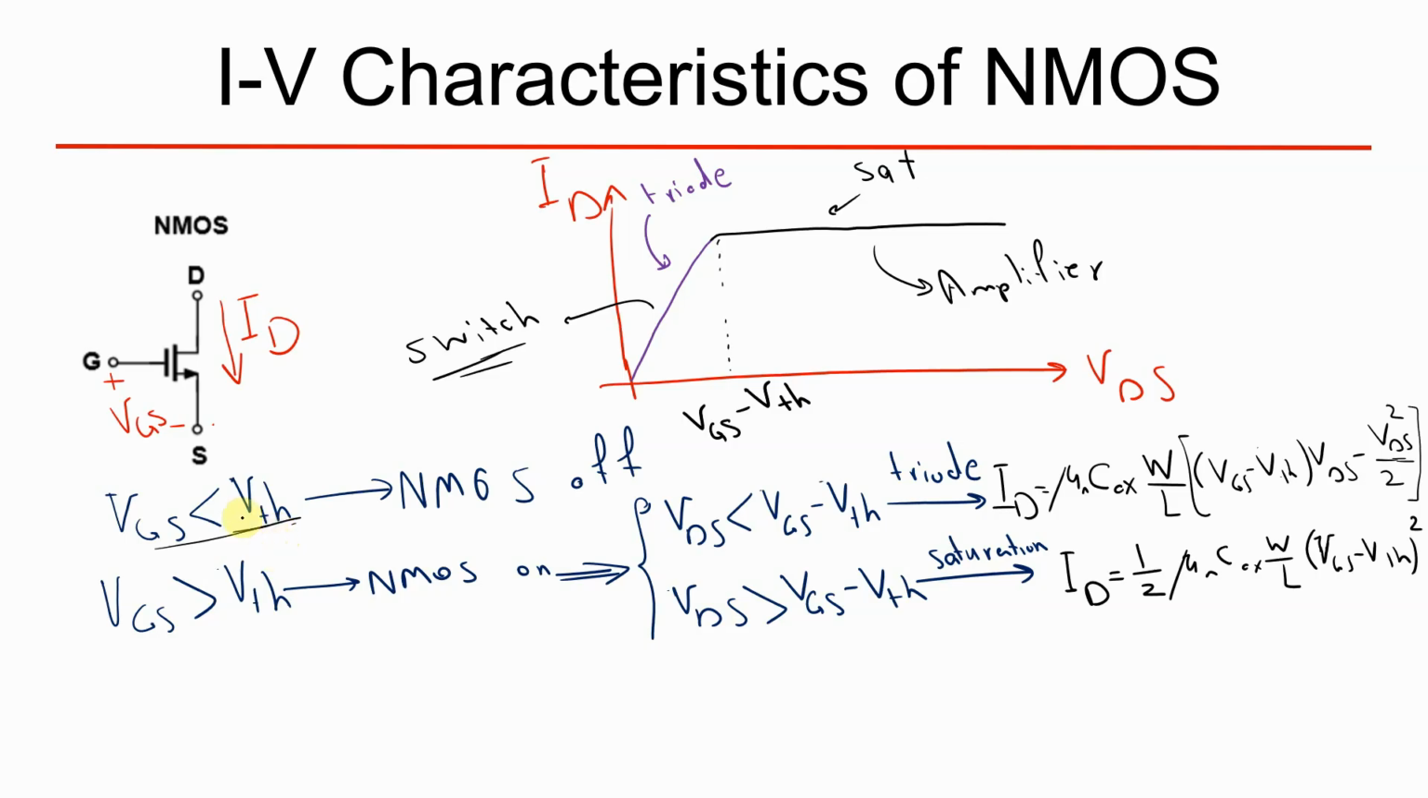Remember that. So you have to know these different situations. What is the gate source voltage, threshold voltage, drain source voltage? These are the different situations that you have to know when you want to consider the relationship between drain current and the drain source voltage of NMOS transistor.